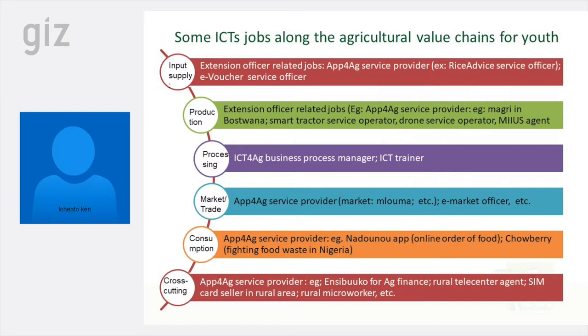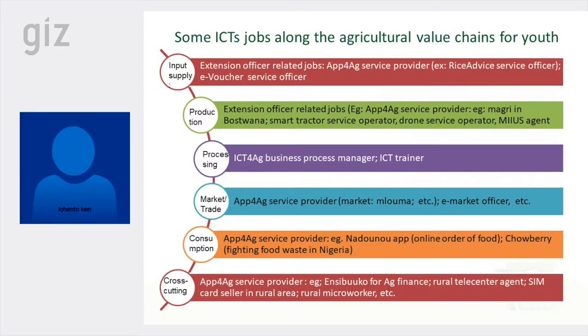And most of the applications that are providing advisory services can be categorized at that level. We also have, for example, drone services that can be offered by young people, and CTA has been working on that for about a year, where young entrepreneurs are encouraged and supported to provide drone services for big farms. So we also have opportunities at the level of processing.